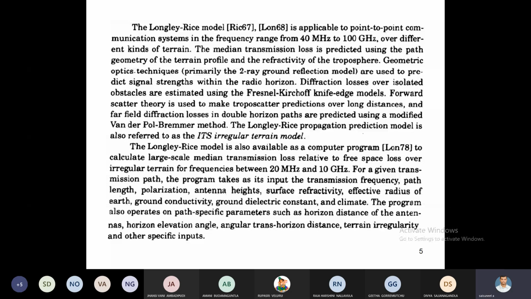The Longley-Rice method operates in two modes. The first is point-to-point mode. The second is area mode. Here, what is meant by point-to-point mode?